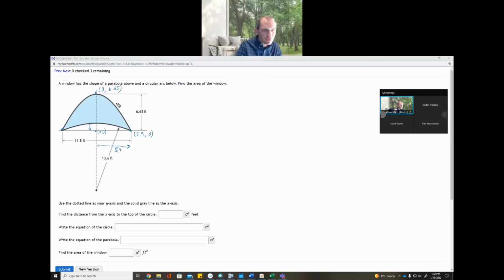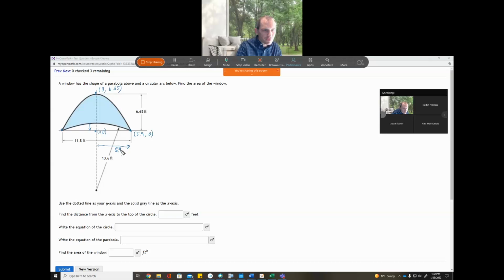Now, what we need to do is know something about this circle in order to figure out how high it is here, right? How far, and that's going to tell us how far down the circle drops. So that's really going to be able to give us the equation of the circle. So I guess there's more than one way to go about it, but let's go with the easiest way.